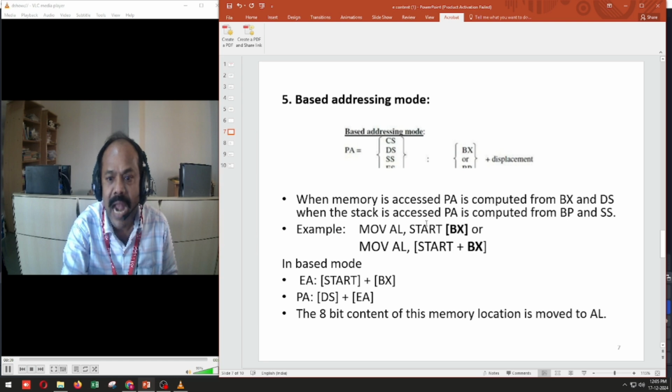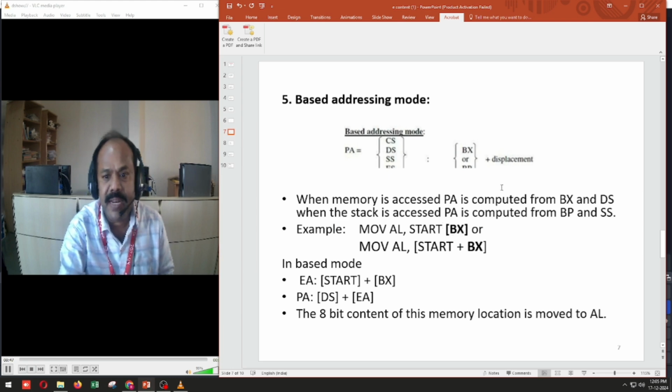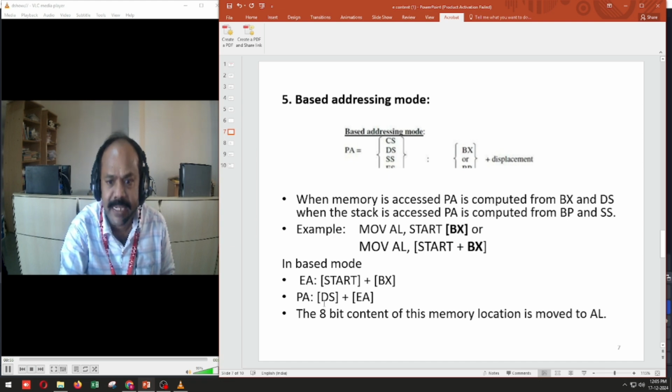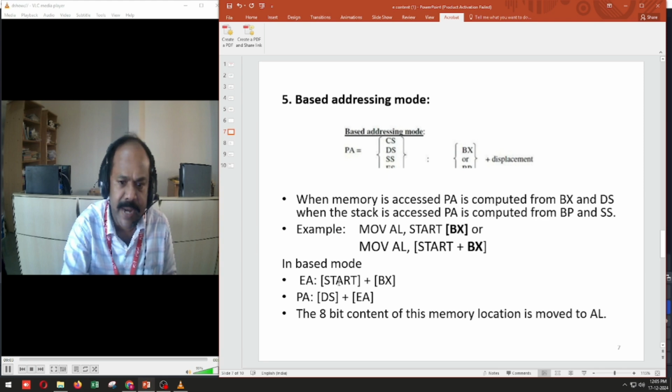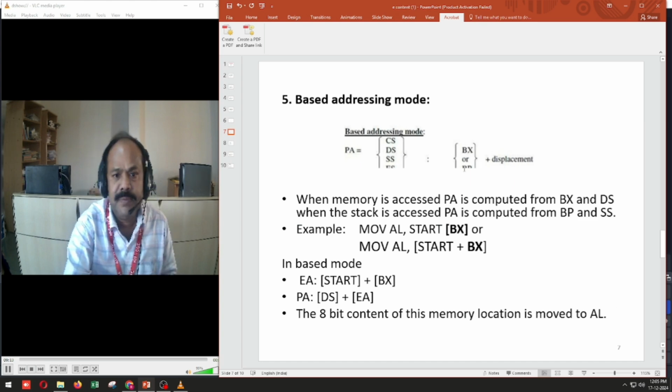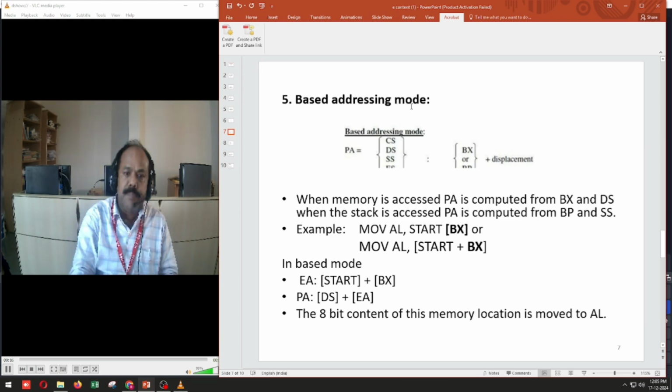So here the effective address or 16-bit offset address is available in the BX register, and the start offset may be an 8-bit displacement. Here, the physical address is calculated as the content of the data segment register left shifted by 4 bits plus the effective address, which is equal to the content of the base register, that is the offset address, plus the 8-bit or 16-bit displacement, which is mentioned as start. Please note that the effective address is available in any one of the base registers, BX or BP. That is why it's known as based addressing mode.